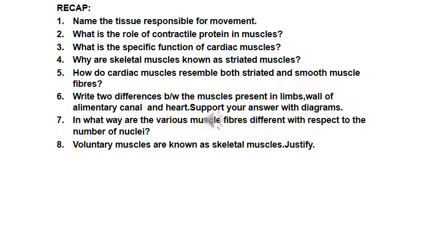Voluntary muscles are known as skeletal muscles because they are present in our limbs and they are under our control. It is under our will. You know, if you want to walk, if you want to use your hand for writing, that means you can think and then the action will be done. So it is under our control.